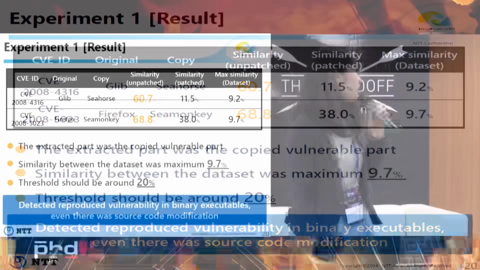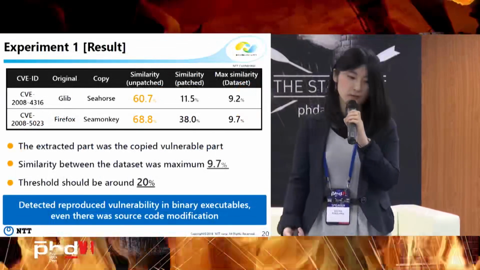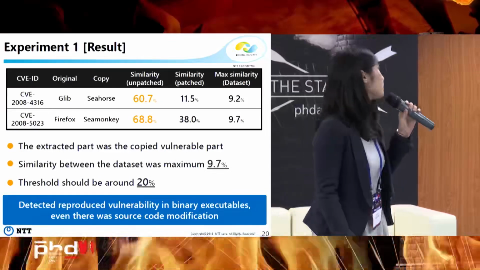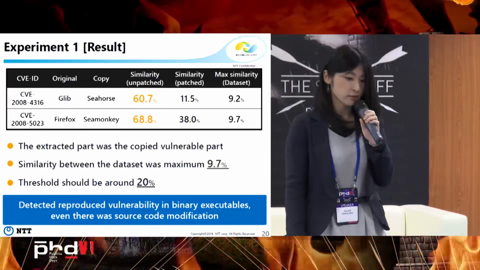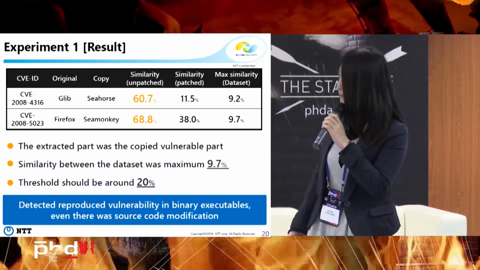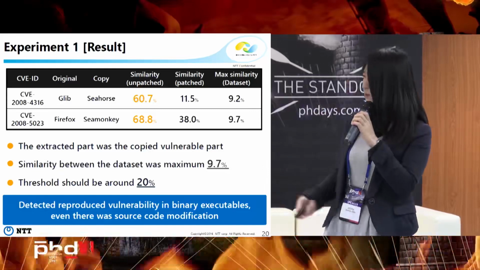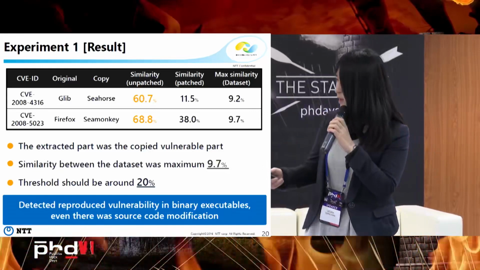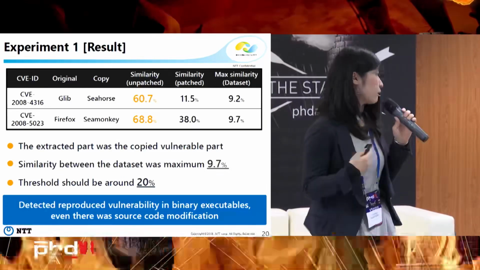For the result, my approach can detect the reproduced vulnerability in the binary executable. And the similarity between the datasets was at most 9.7%. So if the similarity is over 20%, it might be a reproduced vulnerability.